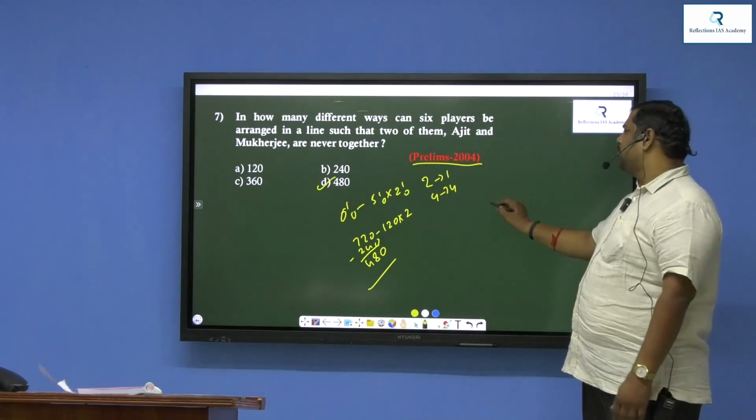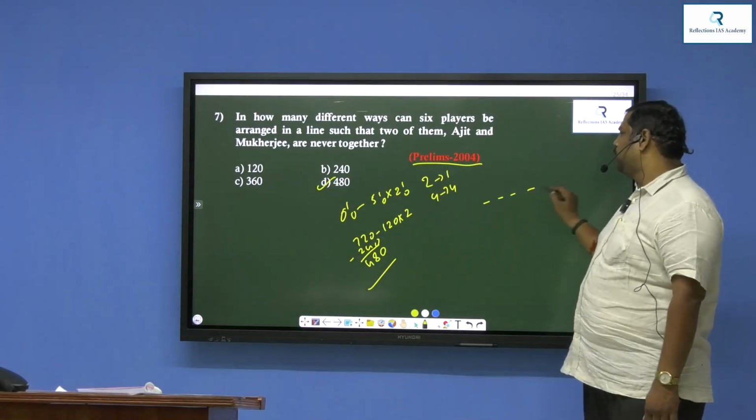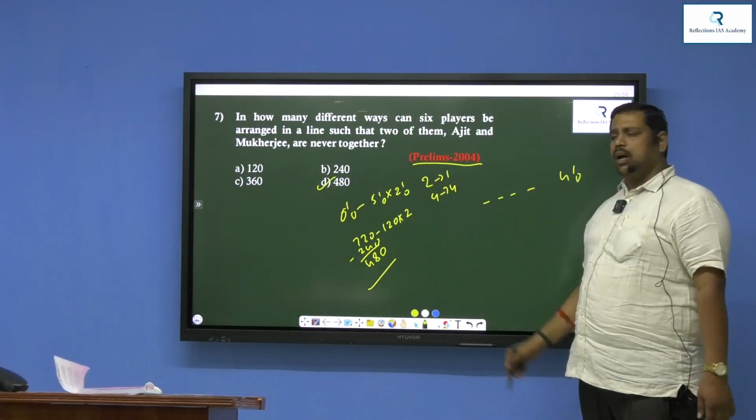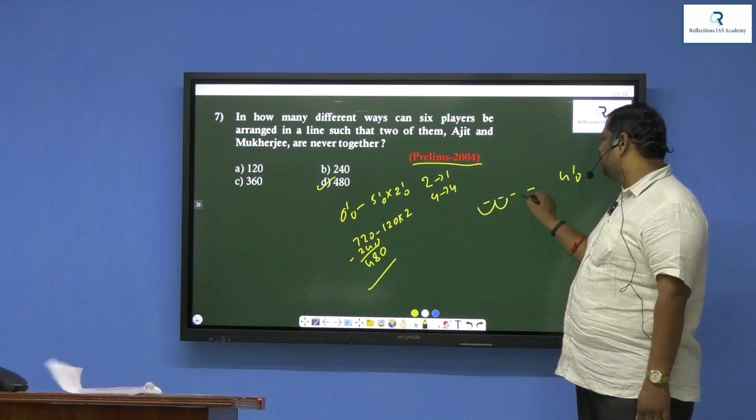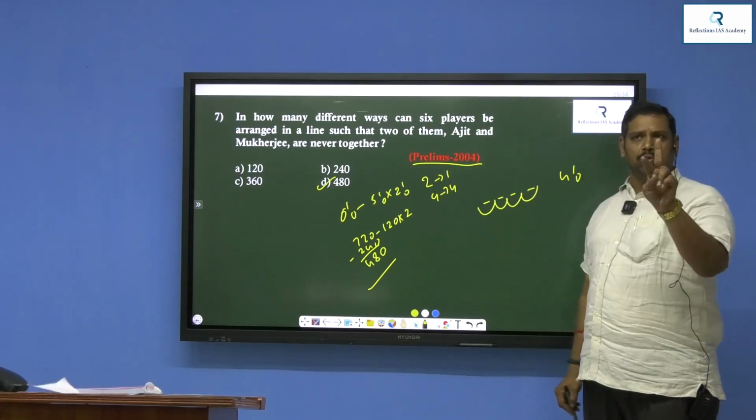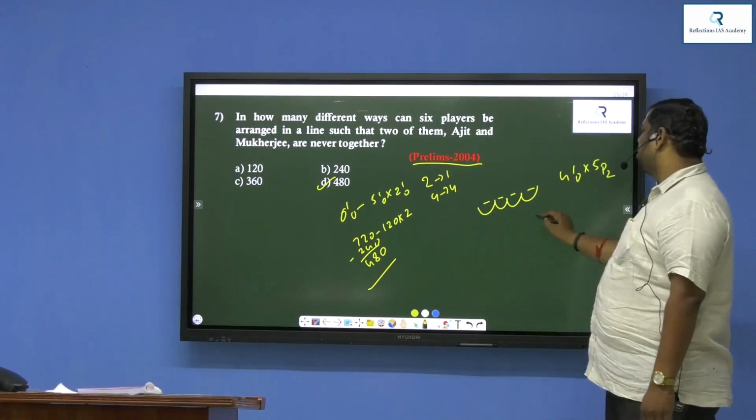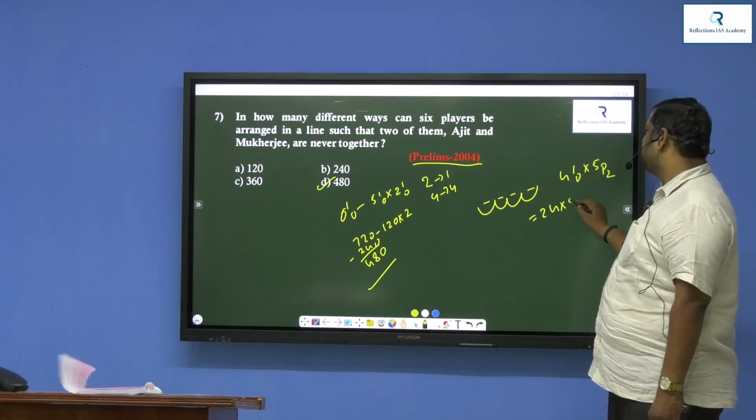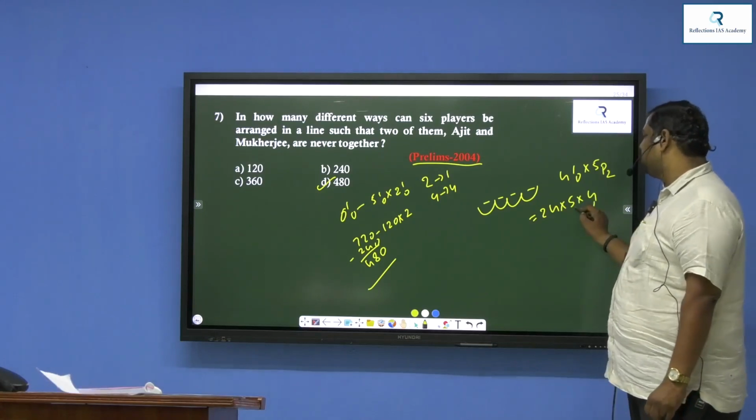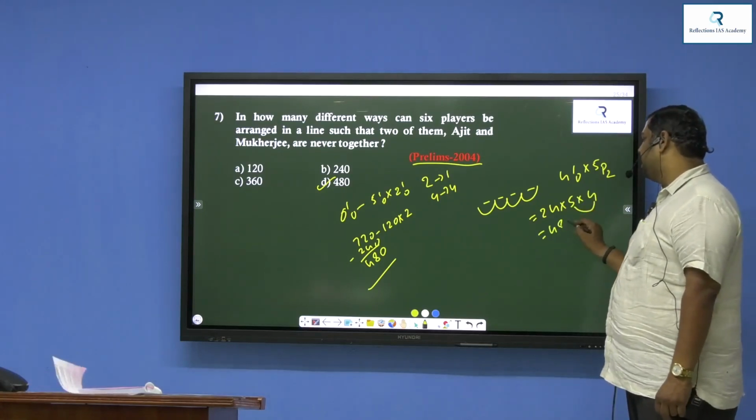This is one way. Or else, the remaining 4 you arrange first, 4 factorial. Now, 1, 2, 3, 4, 5. 5 places are there for the 2 persons. That can be done in 5P2. 4 factorial is 24 into 5P2, which means 5 into 4, that is 20. 24 into 20 means 480. Anyone you can do.